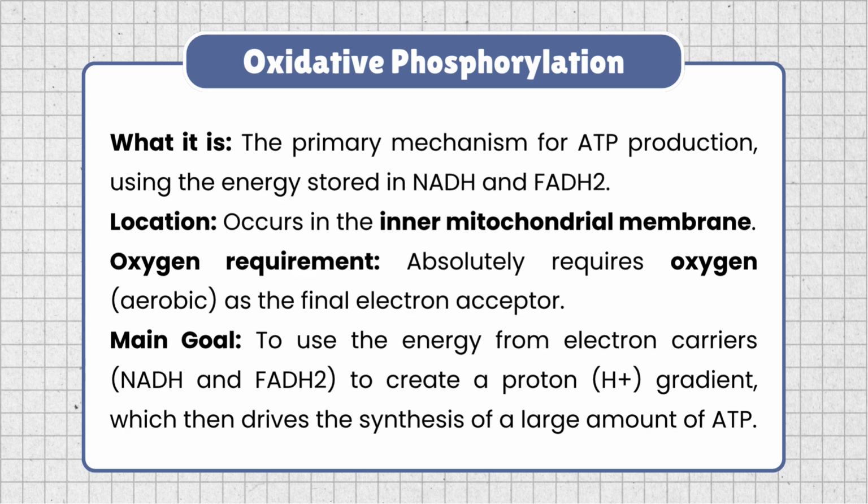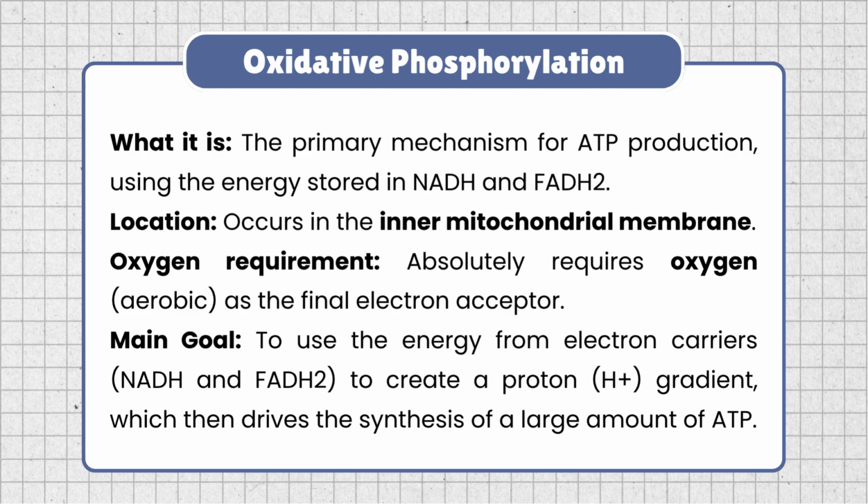So, where does this stage happen? This happens in a specific location in the mitochondria, specifically in the inner mitochondrial membrane. For its oxygen requirement, it absolutely requires oxygen, making it an aerobic process. This is because oxygen serves as the final electron acceptor.